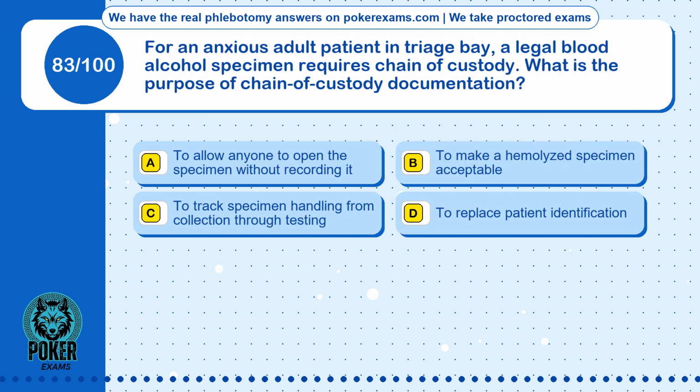Question 83. For an anxious adult patient in triage bay, a legal blood alcohol specimen requires chain of custody. What is the purpose of chain of custody documentation? Option A. To allow anyone to open the specimen without recording it. Option B. To make a hemolyzed specimen acceptable. Option C. To track specimen handling from collection through testing. Option D. To replace patient identification.